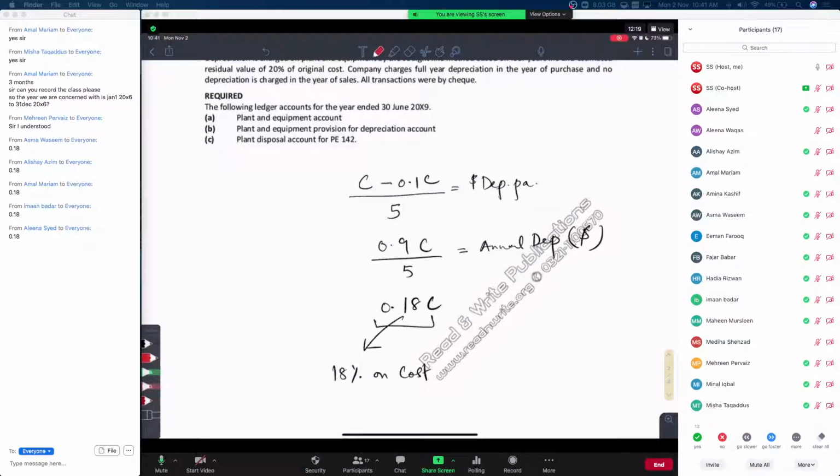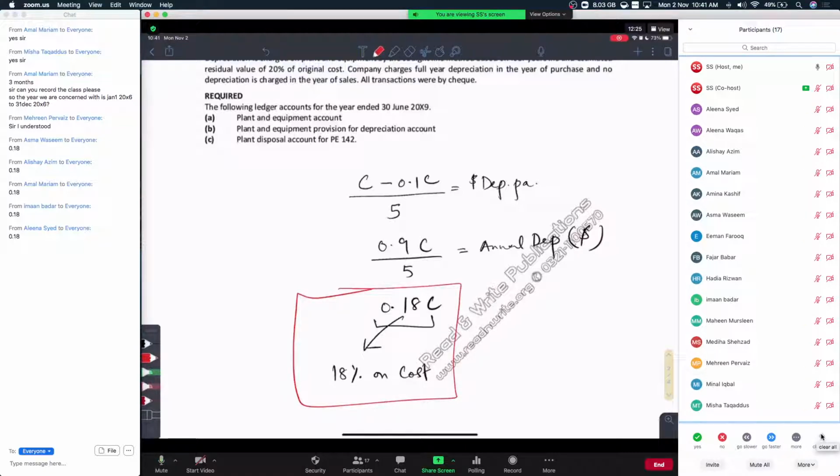Do you understand this part? Please give me a green check. Let me clear the feedback first. Okay, now give me a green check if you understand the percentage rate calculation under the straight line method. Alina Wakas, Alina Sayed, Isha. Alina Sayed, you didn't understand? Oh, okay, Alina Sayed calculated it. Alright, Alina Sayed, very good.